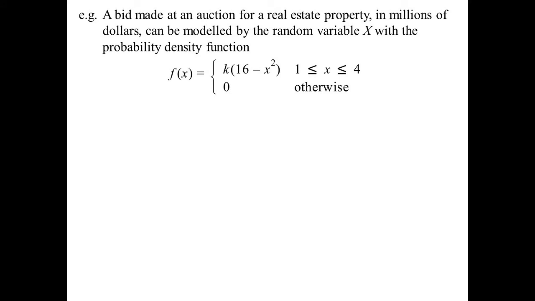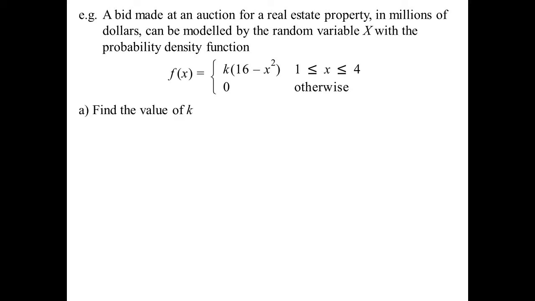So a bid's made in an auction for a real estate property in millions of dollars. So this would be a continuous variable. Theoretically, you could keep breaking it down. Well, could you offer less than a cent? No, maybe not. But it can be modelled by this particular function here. And you'll usually find that it doesn't end up going from minus infinity to infinity. They might say, well, it's in between 1 and 4 as our possibilities, and everywhere else we're just saying the probability of it happening would be 0.